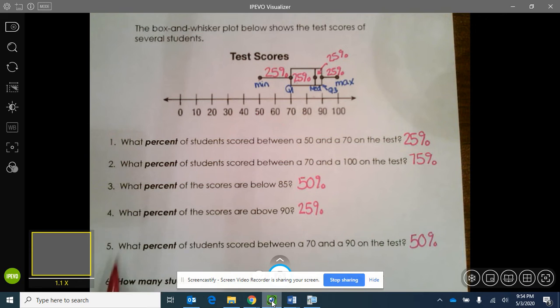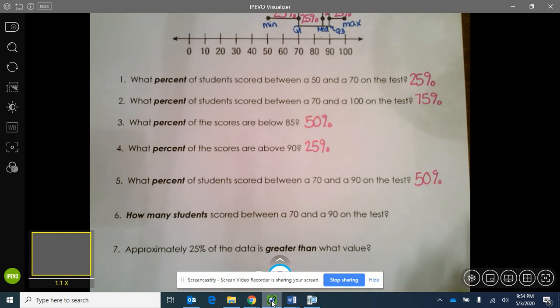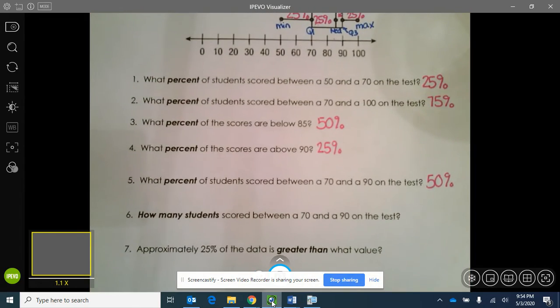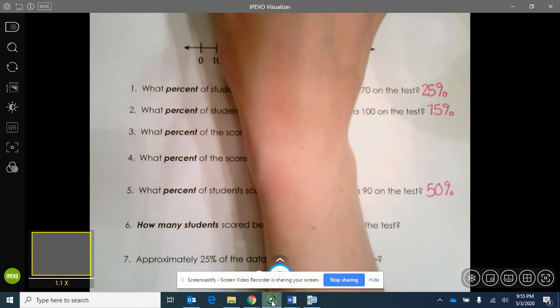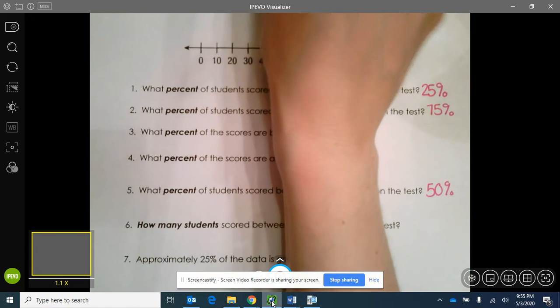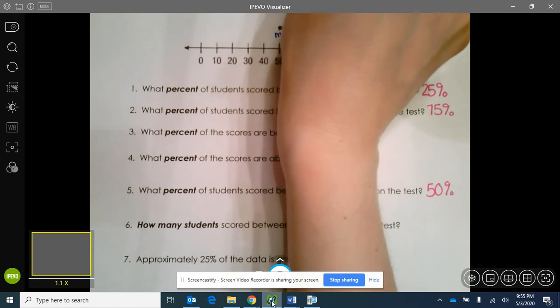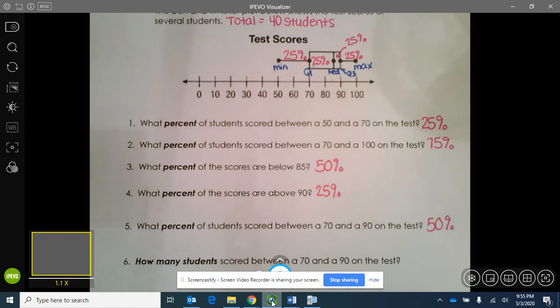Now, question 6 is a little different from question 5. It says, how many students scored between a 70 and a 90 on the test? So they're not asking me for the percentage, they're asking me how many. Okay, so for this question, at the beginning here, we were told that there was a total of 40 students. Okay, so let's assume there are a total of 40 students.